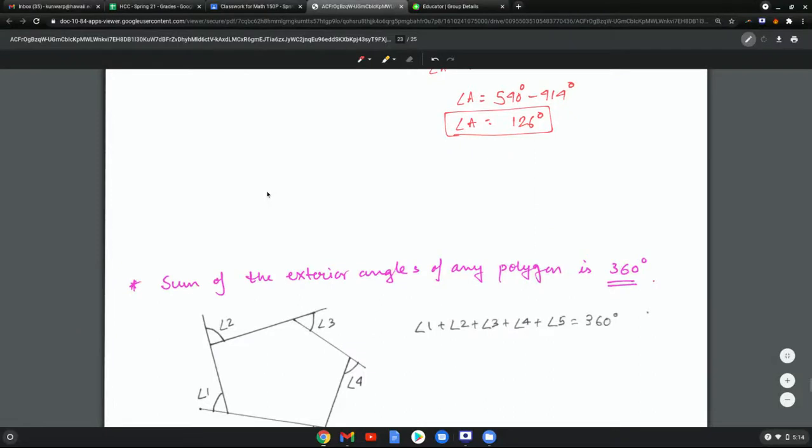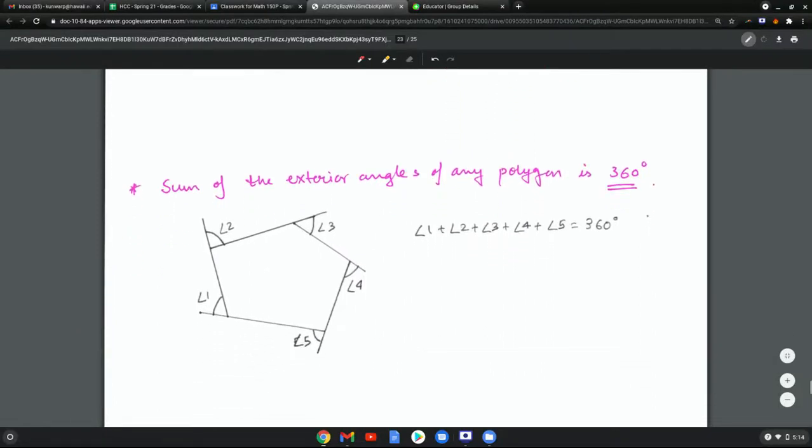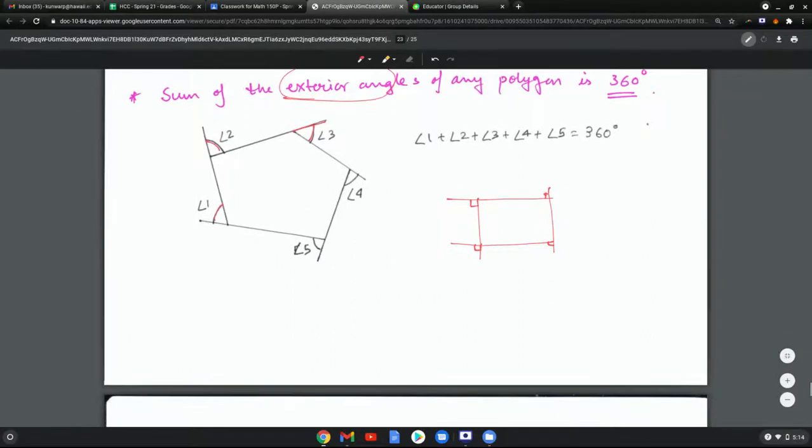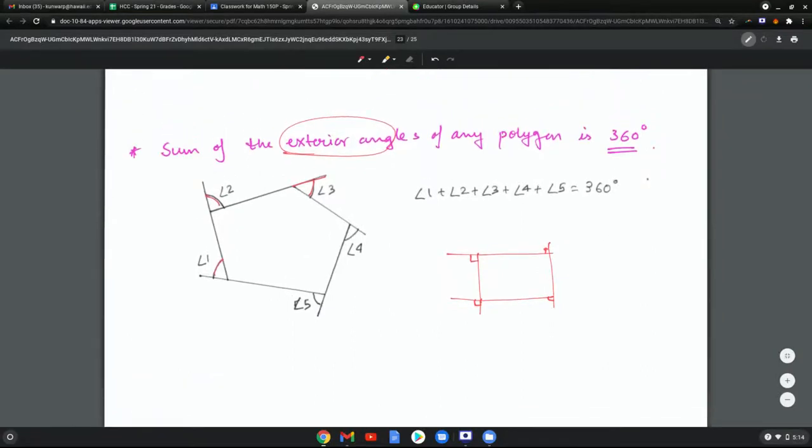Another result is that the sum of the exterior angle of any polygon is 360. Now what is this exterior angle? Is you extend every side and then you look at all the angles from outside. For example, if it were a square, it would be something like that. So 90, 90, 90, 90. And these also add up to 360. So that's true for any polygon. In the next video, we will look at some properties of the trapezoid.